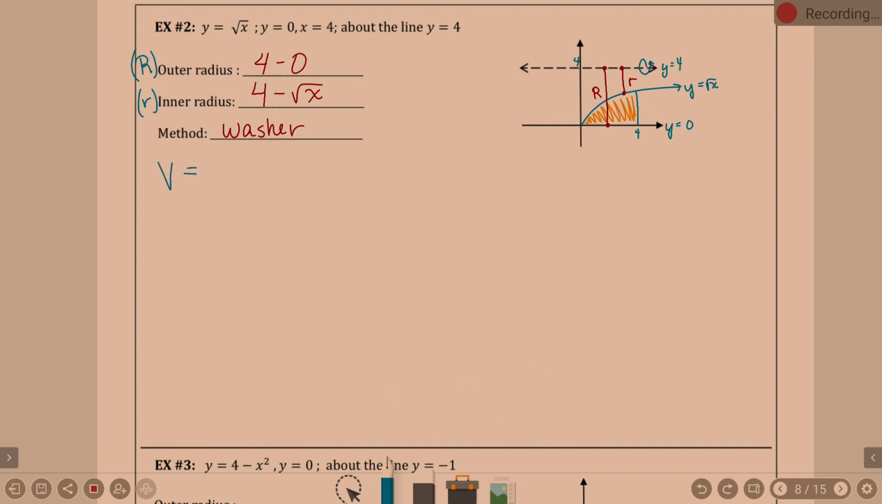V equals pi times the integral from 0 to 4. And question, which 4? The x's, because we're rotating around a horizontal axis, which is parallel to the x-axis. So 0 to 4.